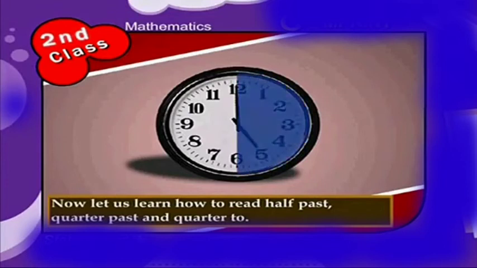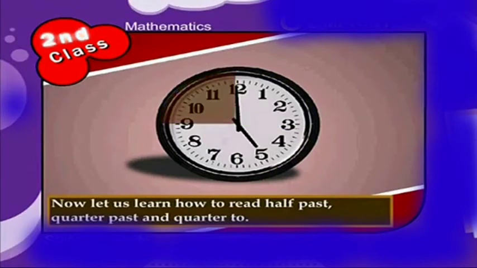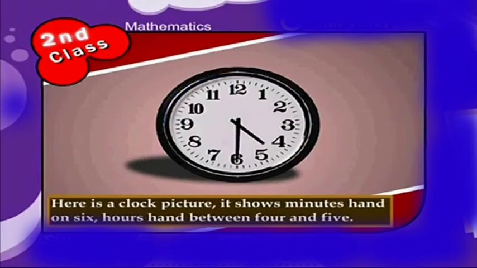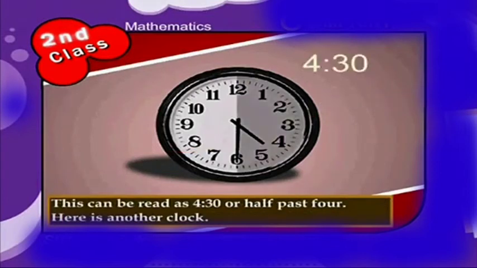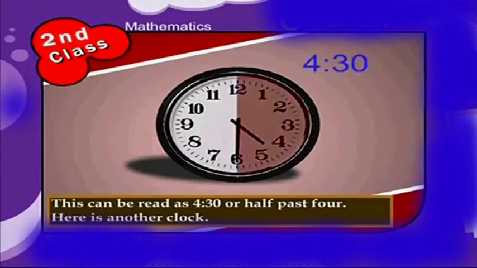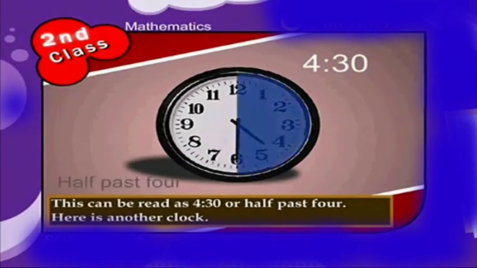Now let us learn how to read half past, quarter past and quarter to. Here is a clock picture. It shows the minute hand on 6 and the hour hand between 4 and 5. This can be read as 4:30 or half past 4.